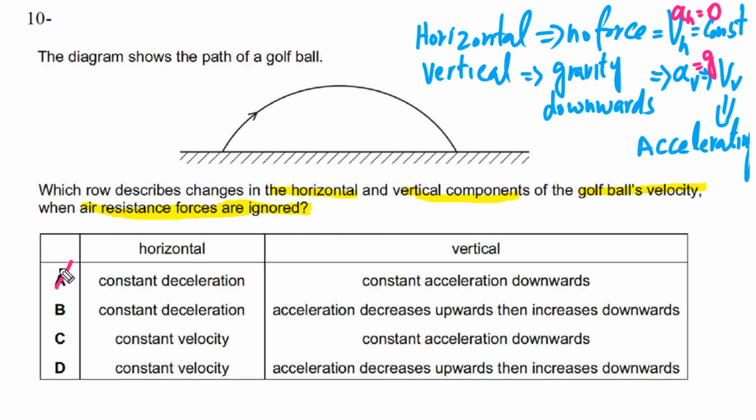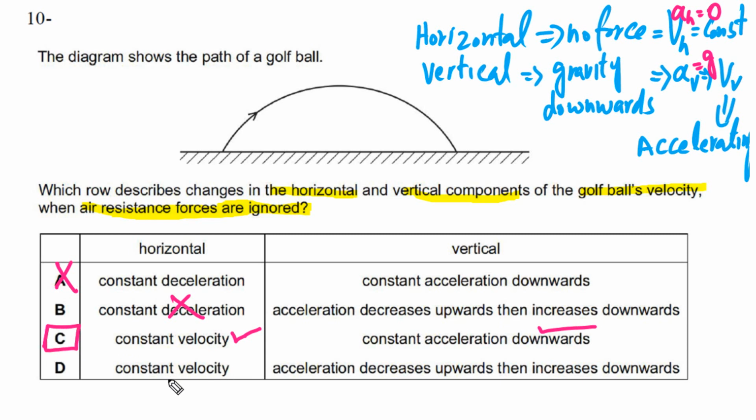Constant deceleration, this is not possible because a has to be equal to 0. Constant deceleration, this is also not possible. Constant velocity is possible, so this is correct. Constant acceleration downward, this is also correct. So it means our best possible answer is C.